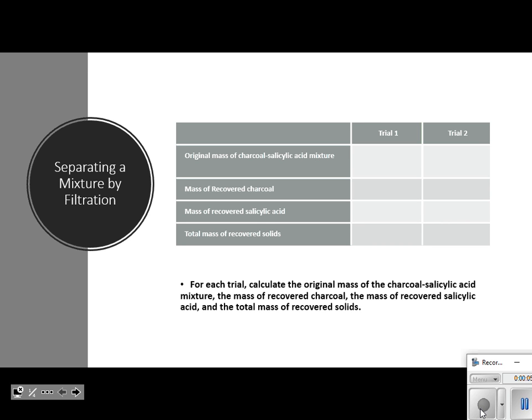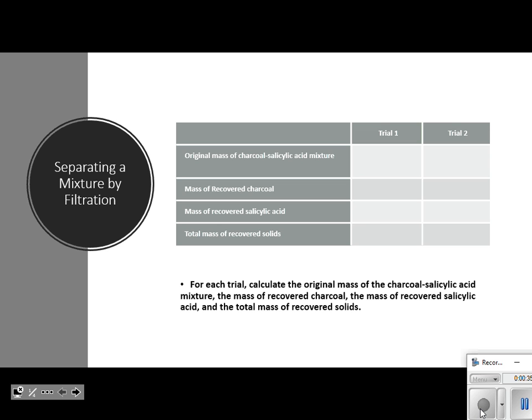We're just going to talk a little bit about the post-lab questions on the separating a mixture by filtration. We had two different filtrations that we did. The first one, we got the charcoal, and then we got the salicylic acid on the second one. Those were the two solids that we were finding. One of them was black, one of them was white. When you mixed them together, it looked like a gray solid.